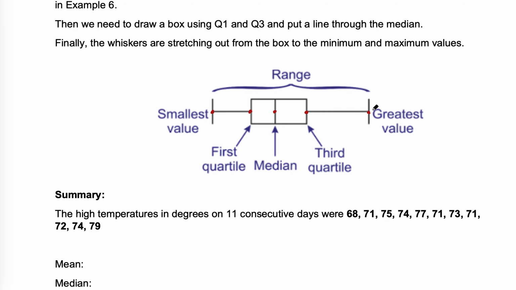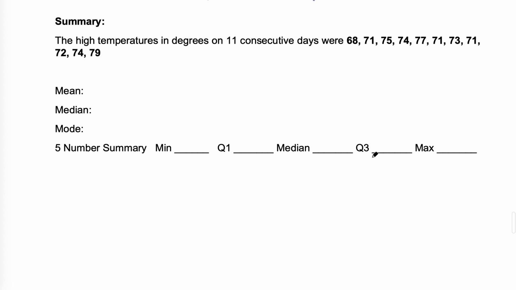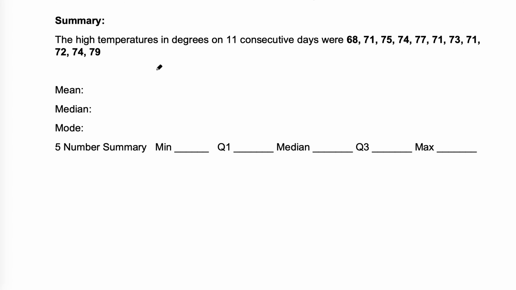Okay, we're going to do it for these numbers, and are they in order? They are not in order, so I better put them in order. Okay, so it looks like I've got 68, I've got 71, I've got a bunch of 71s. And then I've got a 72, 73, 74, 74, 75, 77, and 79.